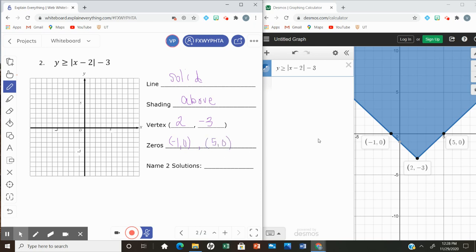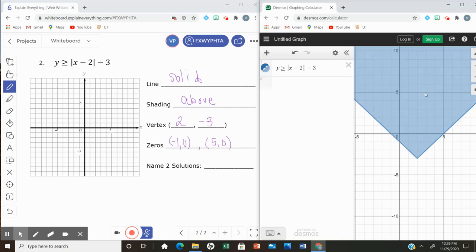And keeping in mind, now that we need to name 2 solutions, that can be anything within this shaded region. And because it's a solid line, it can be any point along the solid line as well. So again, the answers are endless. So we could pick a point, say maybe a positive 3, positive 5, which would fall up here, positive 3, positive 5. You can pick anything that falls along this solid line.